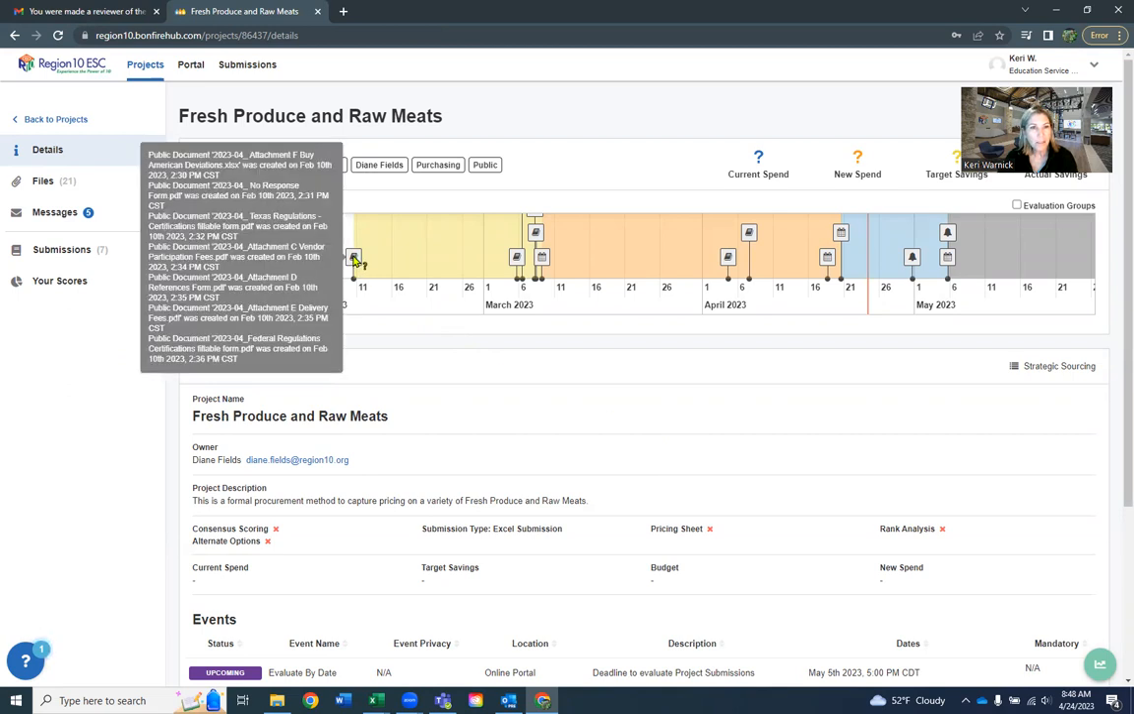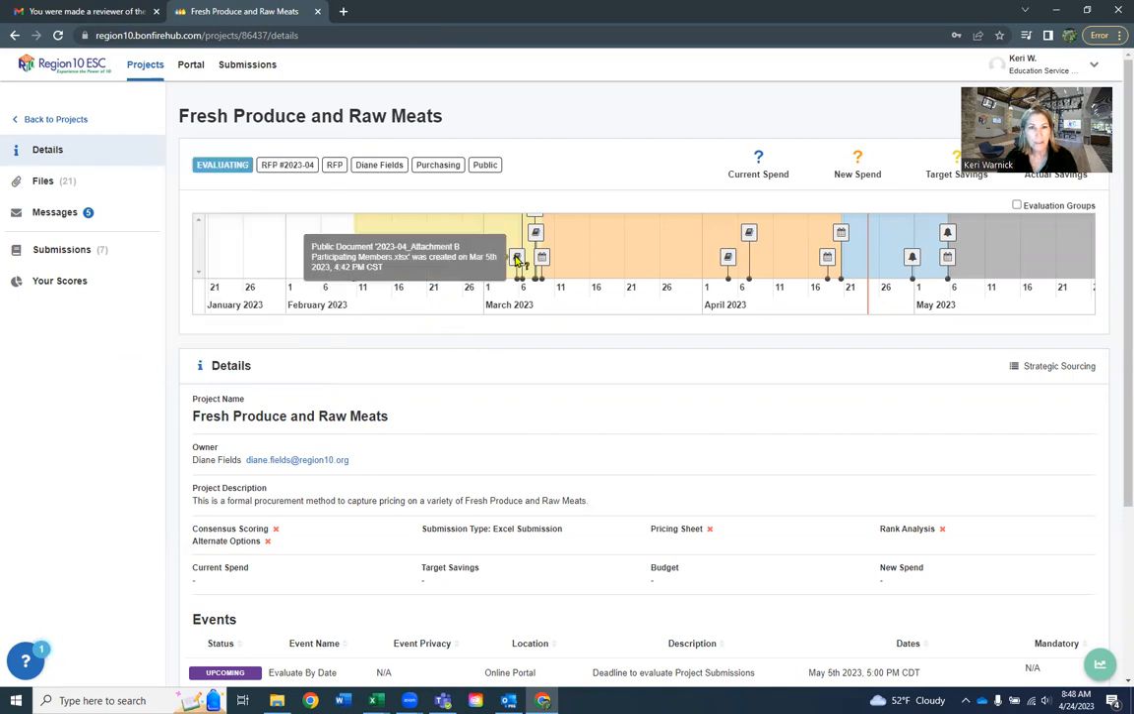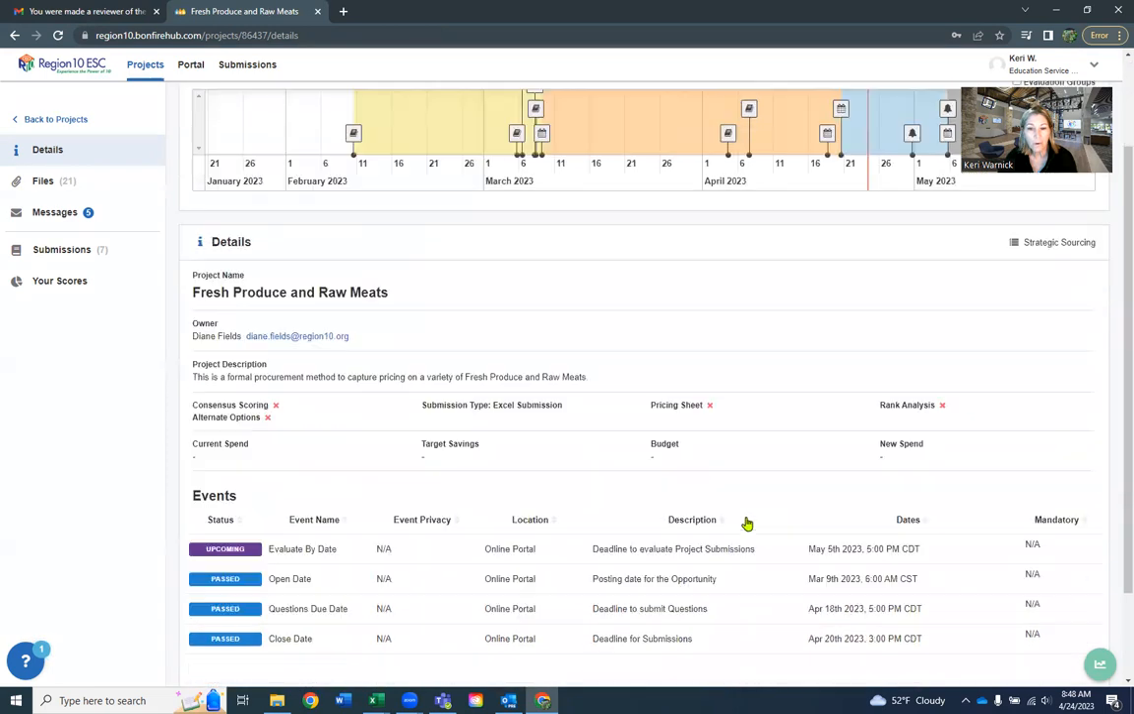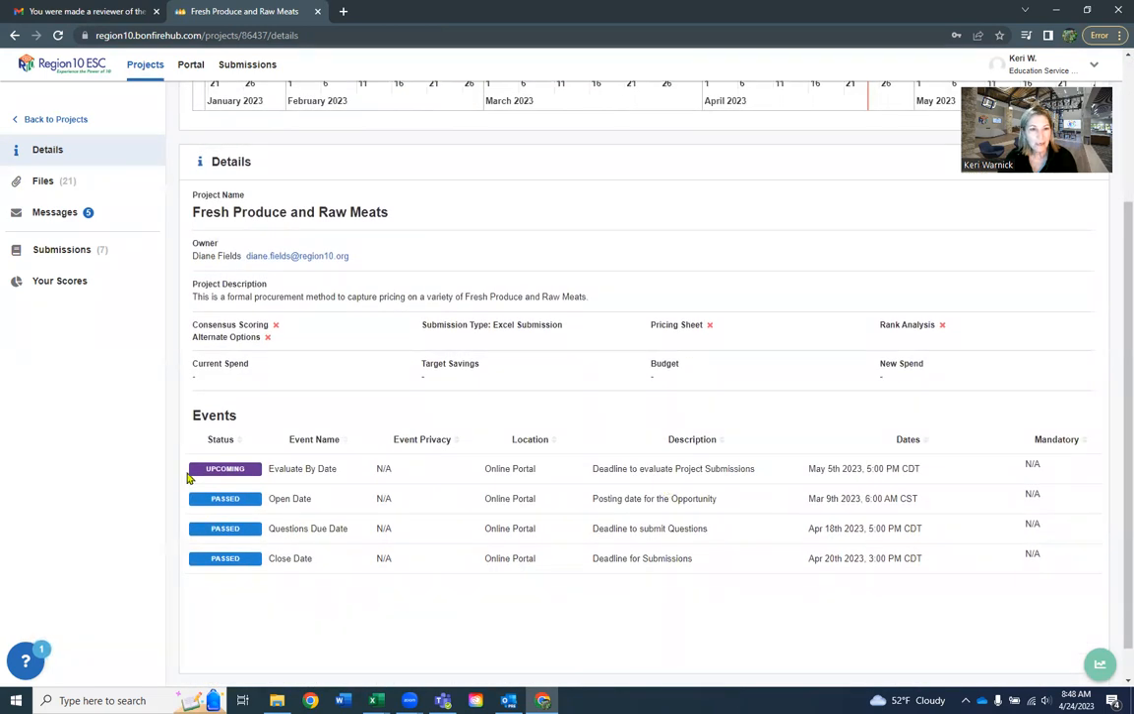You can pop up here and see what was going on at each point of the timeline, or an easier read is just to come down to the events, and it tells you when did this open, March 9th, when were questions due, and when did it close. And we had a public opening and we downloaded all the responses received. You can take a look at the file.